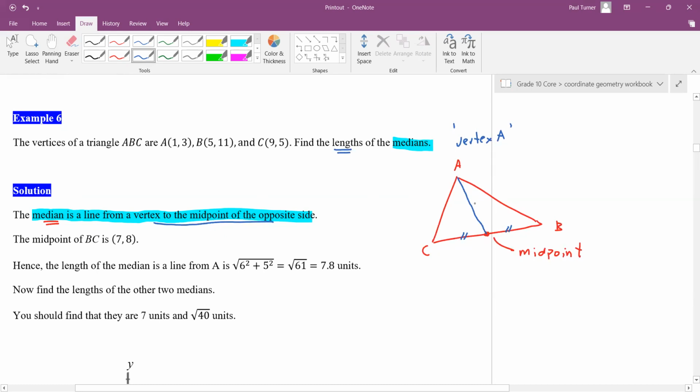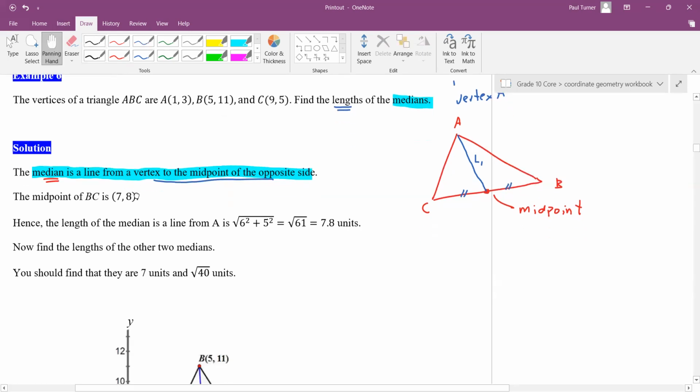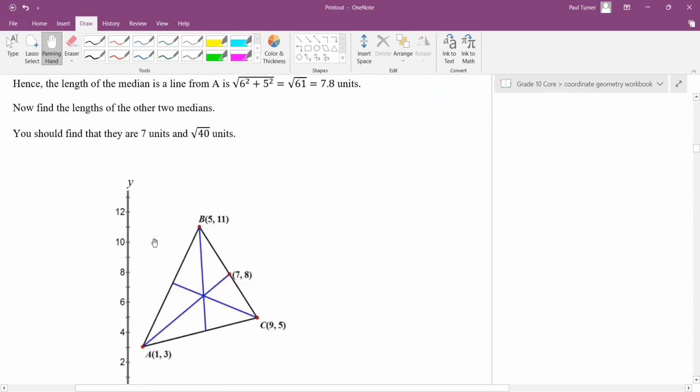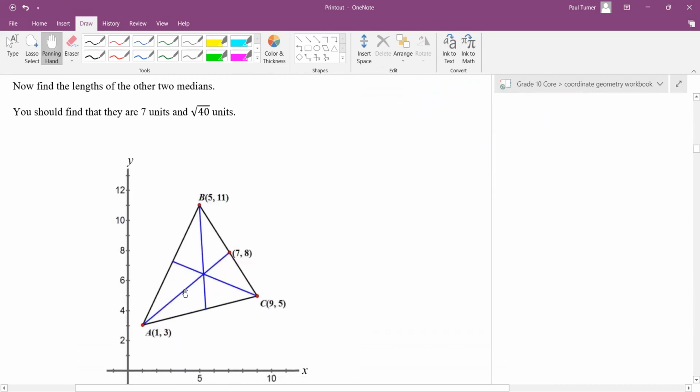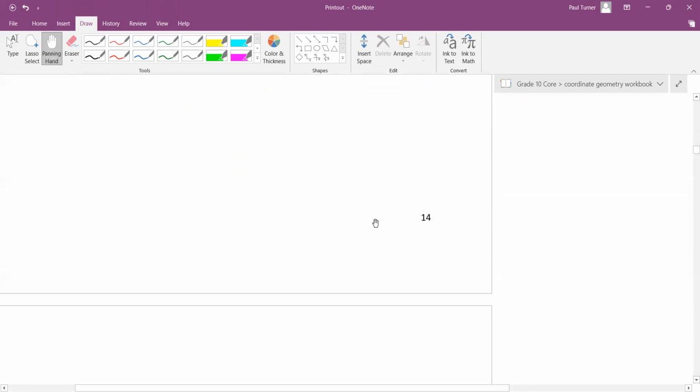So you need to find the lengths of these lines. Let's call it L1 for the median. You need to calculate the length of that line. That's what this question is asking. I won't do it all because it's quite long. I've drawn the picture here. You need to find the length of those 3 lines. These are all medians: median 1, median 2, median 3. So you just calculate the midpoint first, and then you calculate the length of this line from the last chapter. That's what you do when you see the word median.